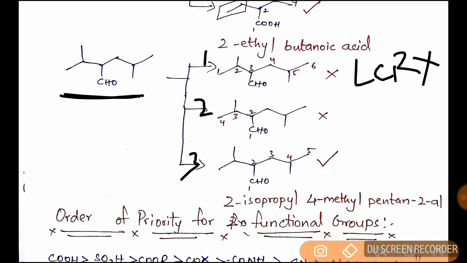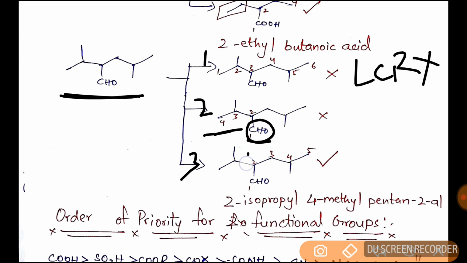In the second case, I have given the numbering in such a way that the parent chain has 4 carbons only. Okay, the numbering is correct. That is, I have given the numbering according to this functional group only. But the parent chain has 4 carbons only. But in the third case, I have given the numbering in such a way that the parent chain has 5 carbons. So which one should be considered?